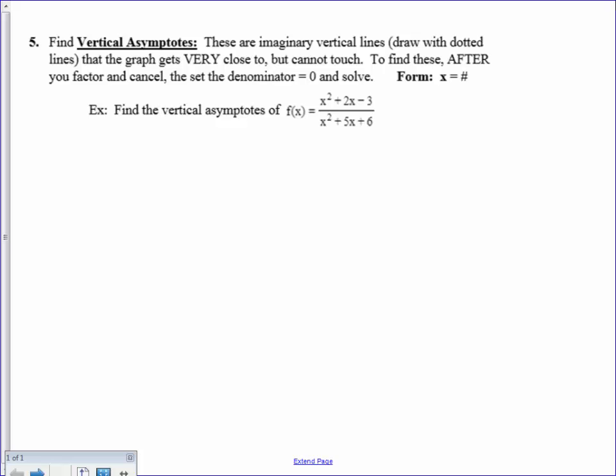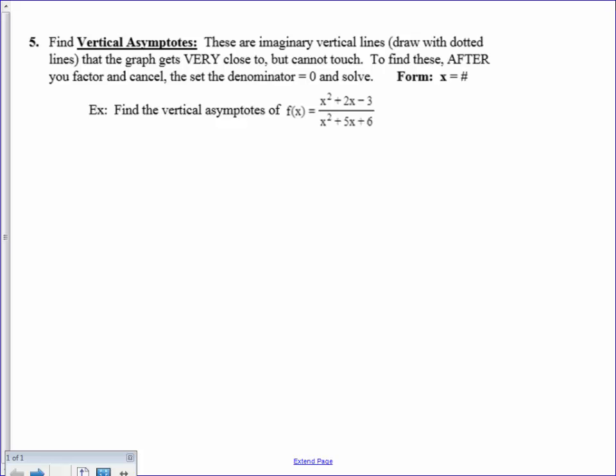The fifth step in graphing rational functions is to find any vertical asymptotes. Vertical asymptotes is something that we've talked about briefly before, but they are imaginary vertical lines. We draw them as dotted lines that the graph gets very, very close to, but cannot touch. To find these, after you factor and cancel, you will set the denominator equal to 0 and solve.